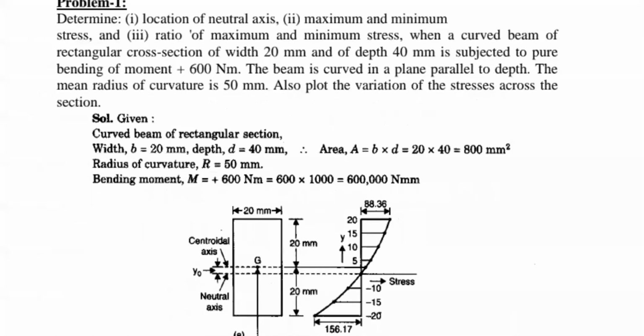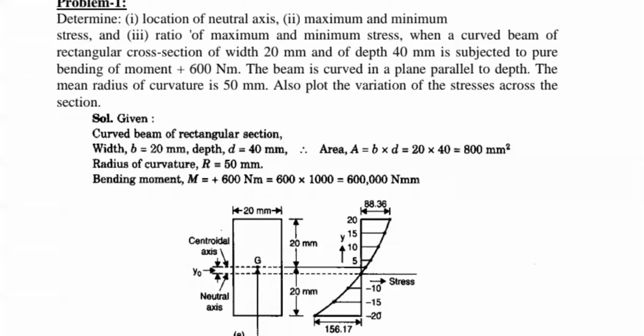Always, for any problem, first write down the given data so that it is easy for you. What is the given data here? Width B equal to 20 mm and depth D equal to 40 mm. Next, the radius of curvature, capital R, is 50 mm. So R equal to 50 mm, and the bending moment M equal to 600 Newton meter. Very good. So these are the actual given data of this particular problem.